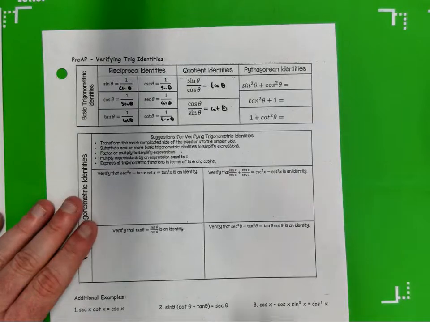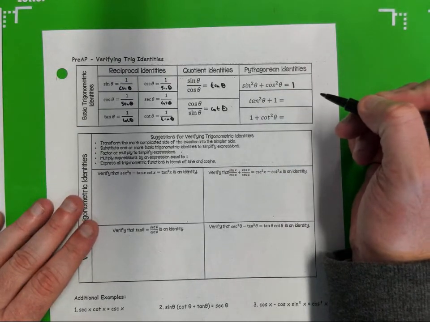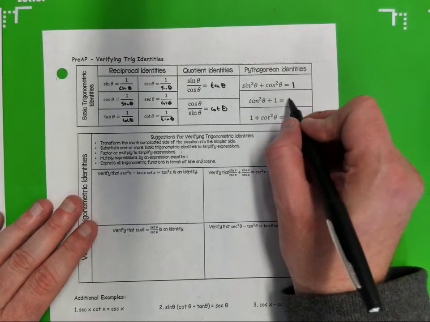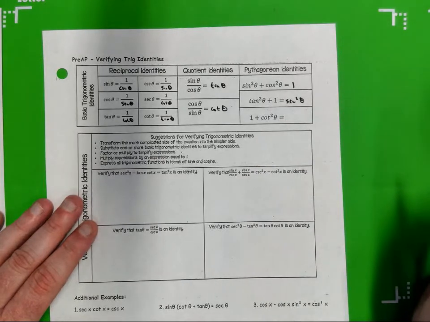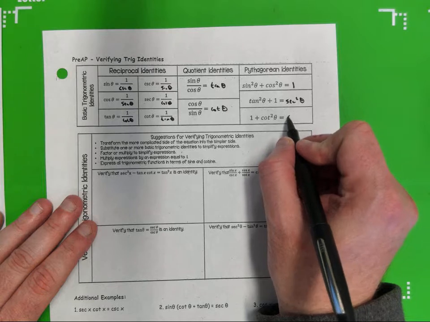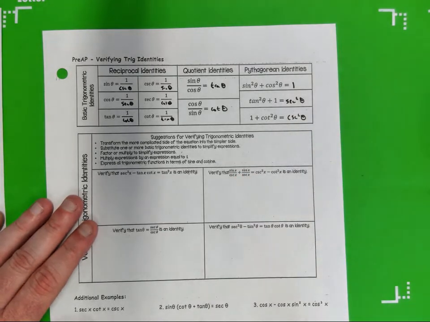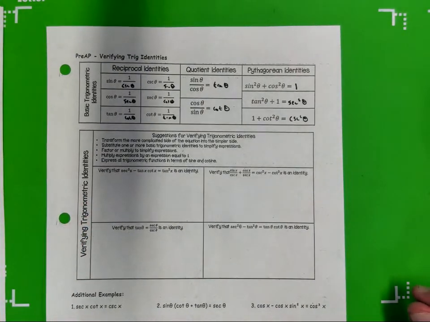Sine squared theta plus cosine squared theta equals 1. Make sure you include your thetas when you write this on your test Wednesday. Tangent squared theta plus 1 equals secant squared theta. 1 plus cotangent squared theta equals cosecant squared theta. And remember, you can put cotangent squared plus 1 or 1 plus cotangent squared because addition is commutative.